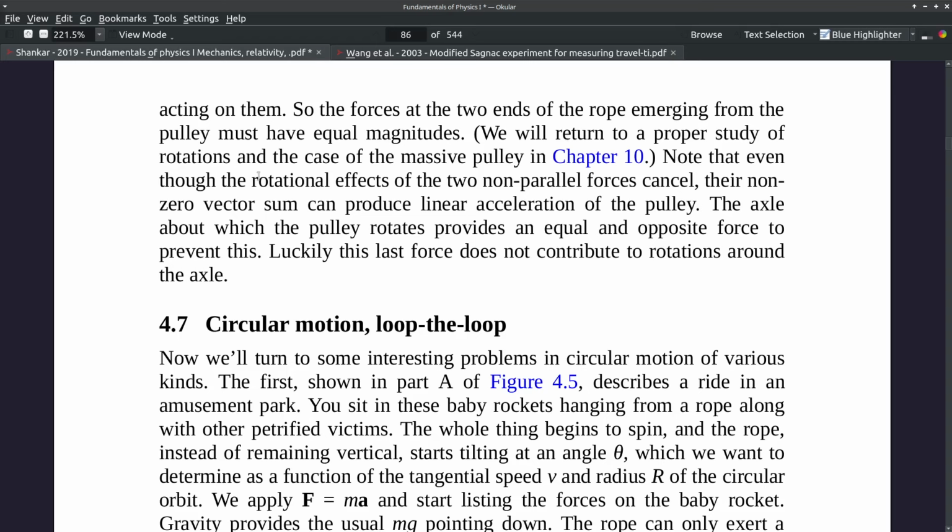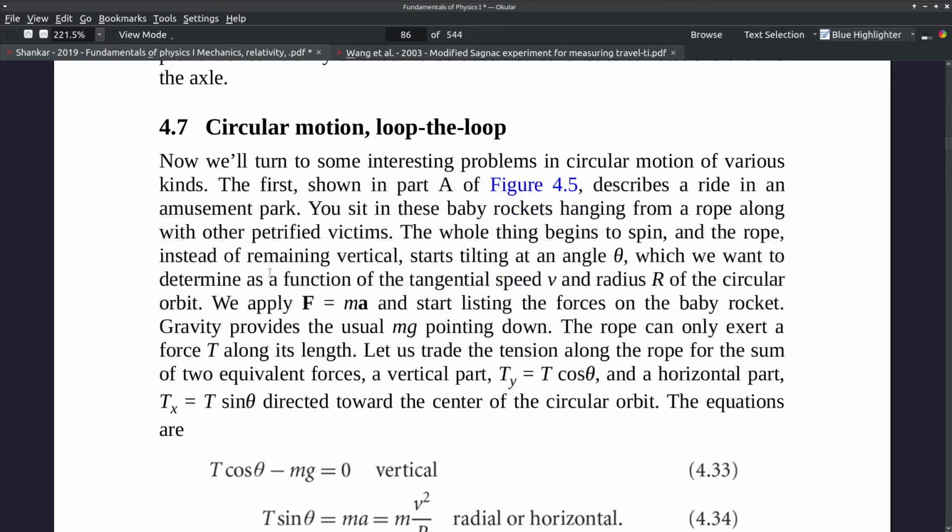Note that even though the rotational effects of the two non-parallel forces cancel, their non-zero vector sum can produce linear acceleration of the pulley. The axle about which the pulley rotates provides an equal and opposite force to prevent this. Luckily, this last force does not contribute to rotations around the axle.